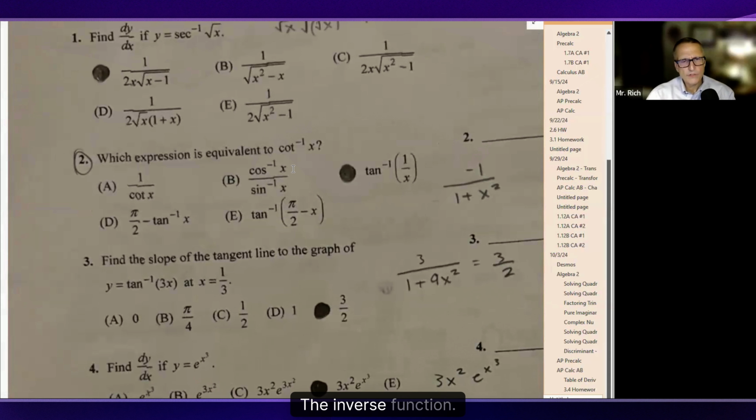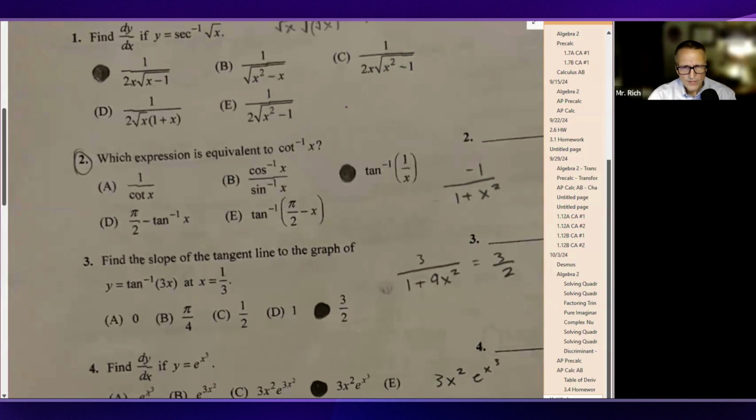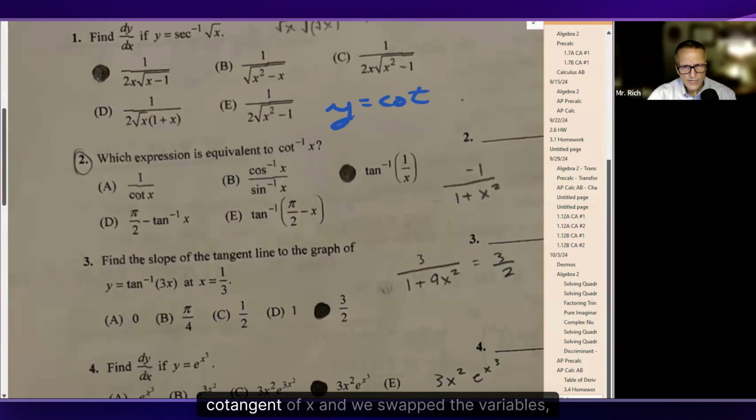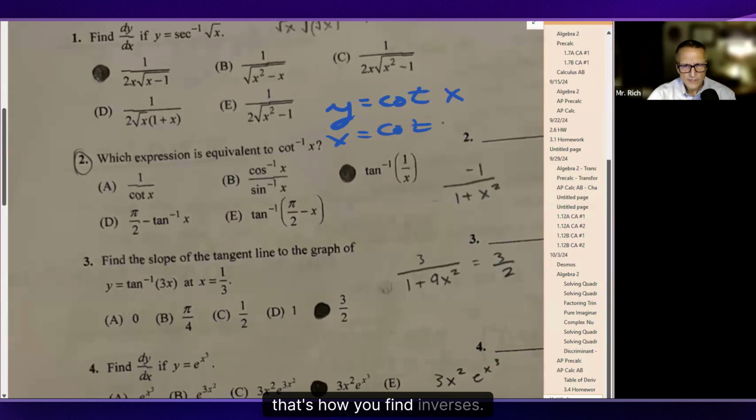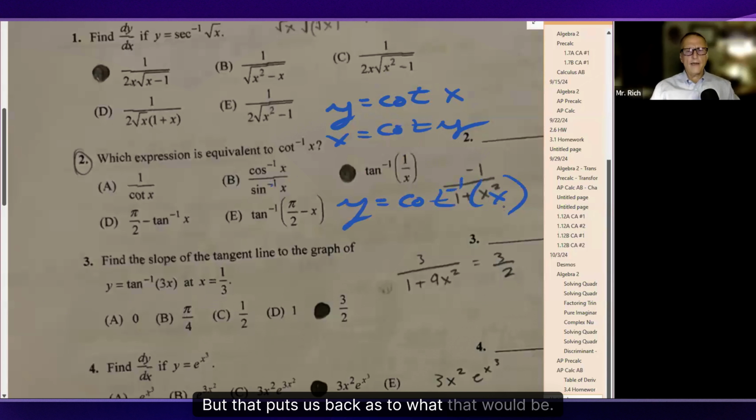Oh, that's a good question. The inverse function. Well, this is really not even a calculus question, is it? This is just wanting to know the inverse function of cotangent. Well, think about this. If we took y equals cotangent of x and we swapped the variables, that's how you find inverses. And then you decided to solve this for y, you would have to take the inverse cotangent of x, right? But that puts us back to what that would be.